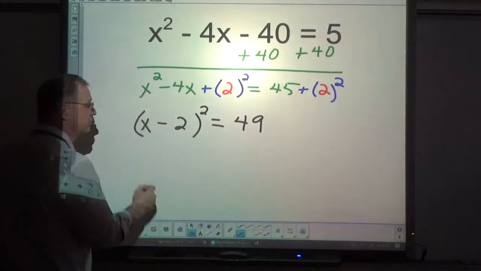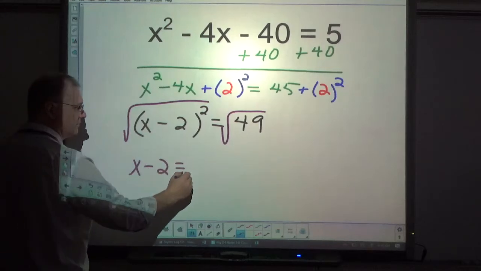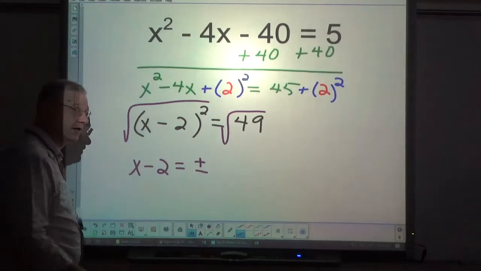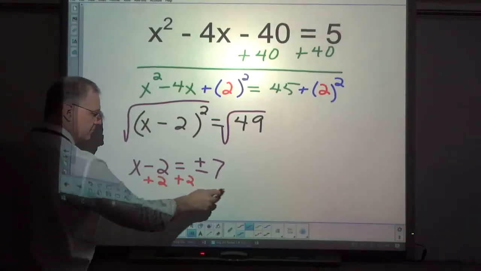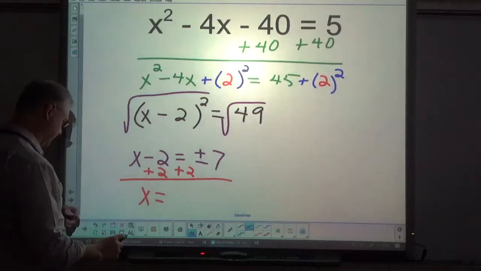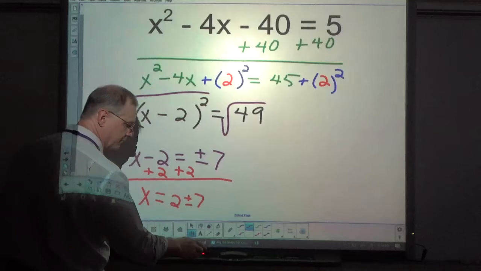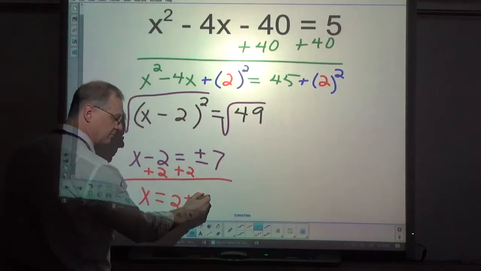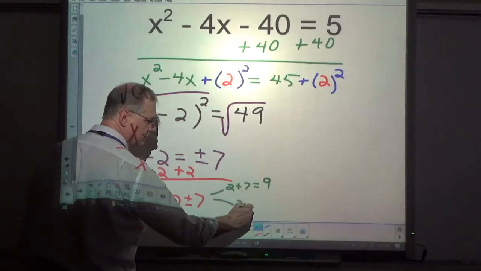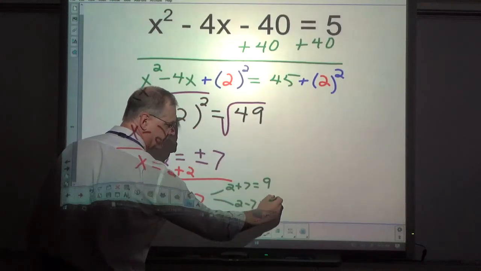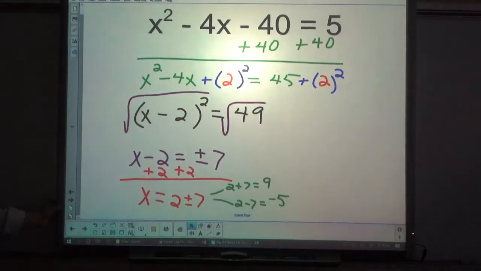And then I'm going to square root both sides for solving. x minus 2 equals plus minus, well, square root of 49 is 7. And then I add 2 to both sides. x equals 2 plus minus 7. Well, we can actually get an answer here. 2 plus 7 is 9. 2 minus 7 is negative 5. And those are my two answers, 9 or negative 5.